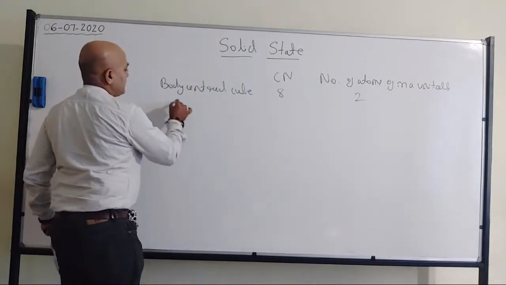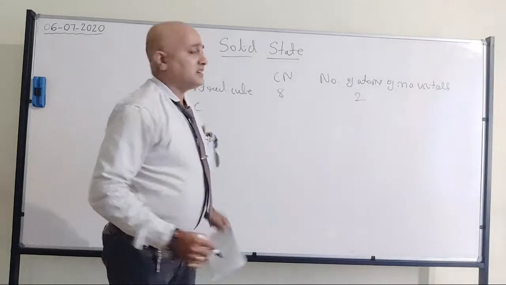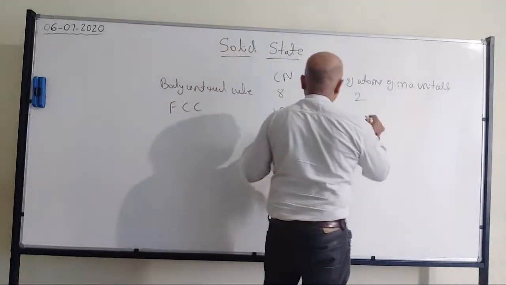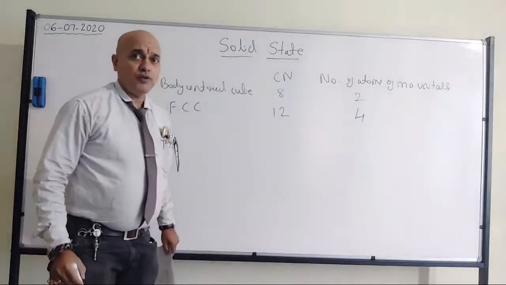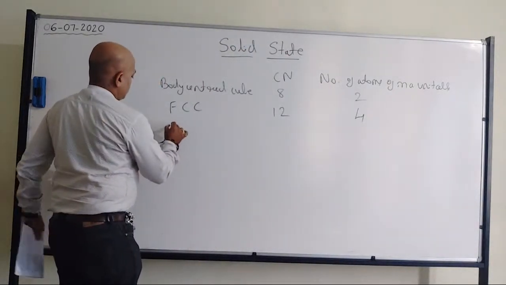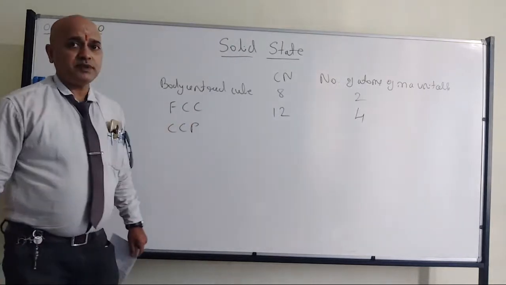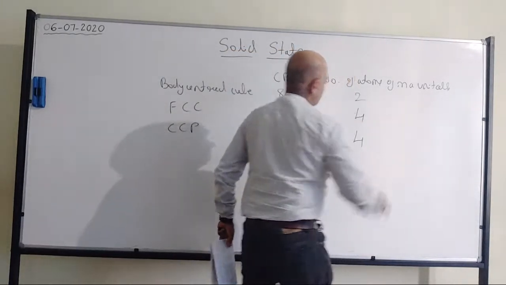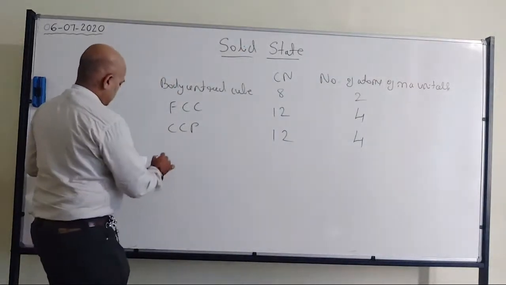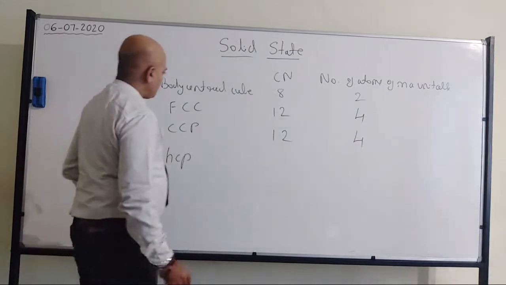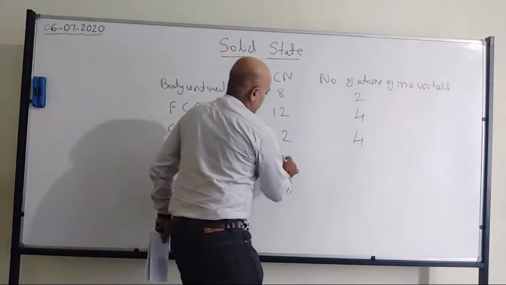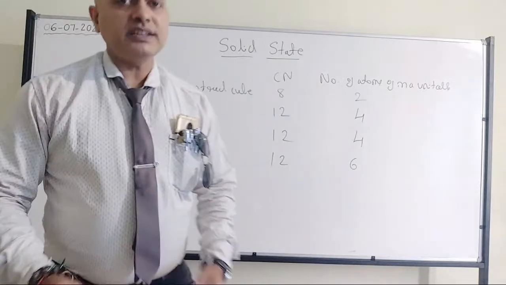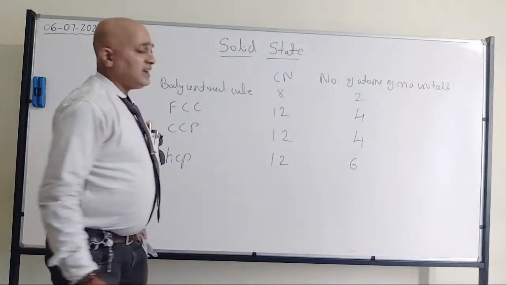Now when it comes to FCC type of packing, coordination number will be 12 and number of atoms in a unit cell will be 4. Same way we have the CCP, cubic closed packing, where coordination number will once again be 12 and number of atoms once again 4. The last one is hexagonal closed packing. Coordination number will be 12 and number of atoms will be 6. This chart is a bit important because you can expect the question on this.